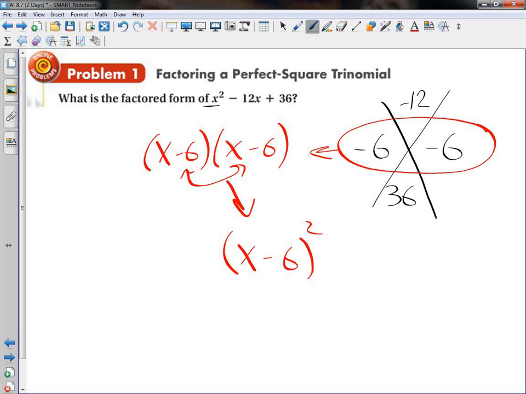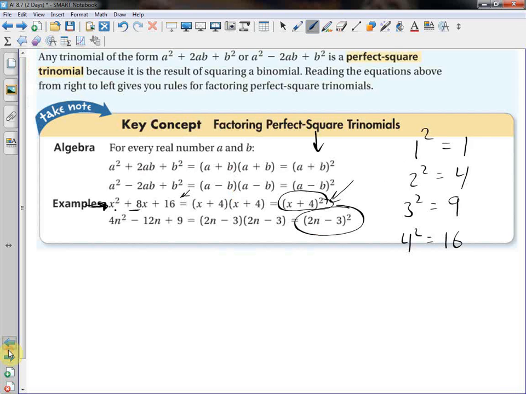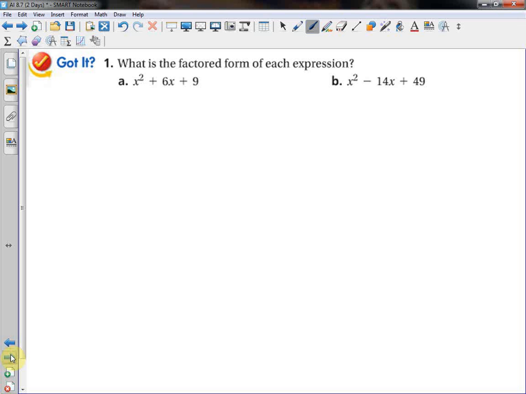after it's factored. Realize that it's the same binomial and rewrite it as a squared term. Okay. Here's 2 for you to try. Please try these before moving forward.